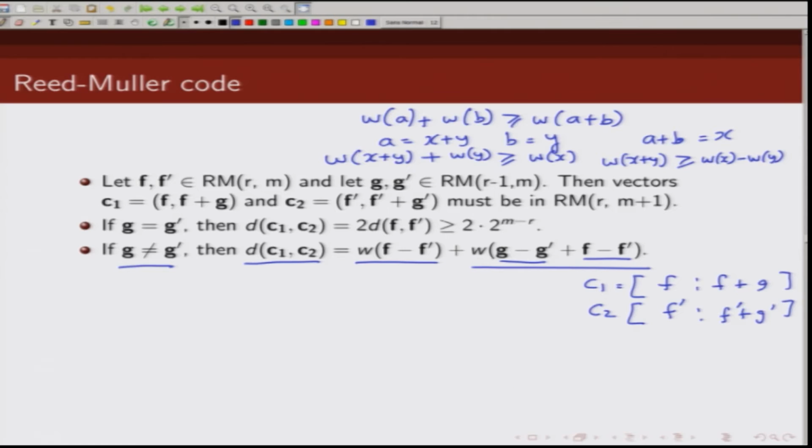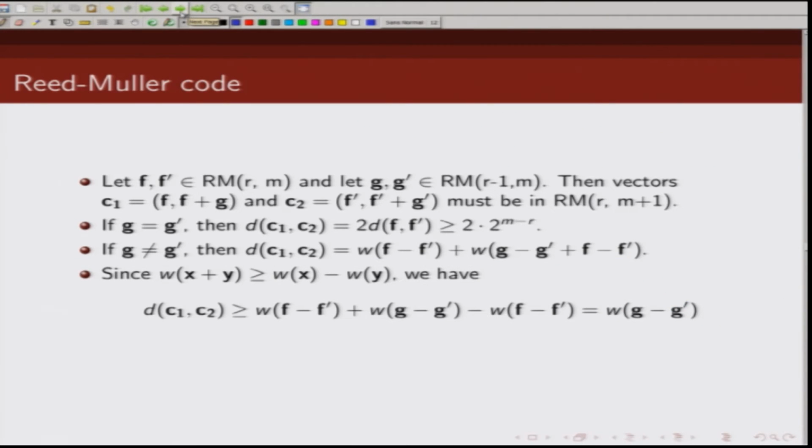So, I can write weight of x plus y to be greater than or equal to weight of x minus weight of y. So, when I do that, then the minimum distance between C1 and C2 is this term coming here, and what did I do? This was weight of x, let us say this was x, this was y, this I can write as this is greater than or equal to weight of x minus weight of y. So, this weight of x is this term minus weight of y, which is this term, fine. So, now this cancels out, what I get is weight of g minus g hat.